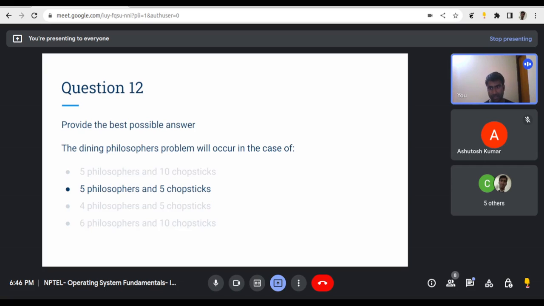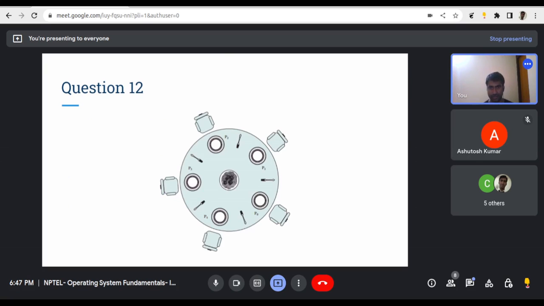Okay, let's get to the answer. So yes, it is 5 philosophers and 5 chopsticks. This is the dining philosophers problem. Here, there are 5 philosophers sitting at the table. I have taken the example of 5; there can be more than 5 also, or less than 5.